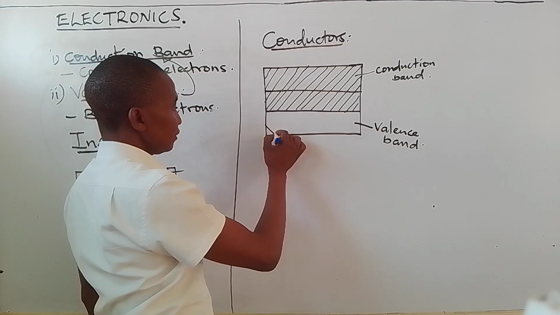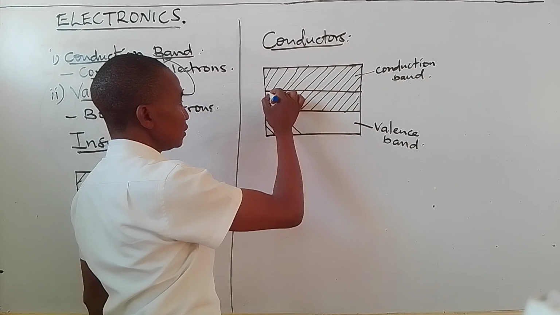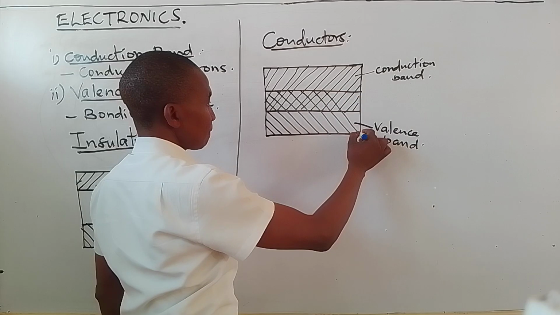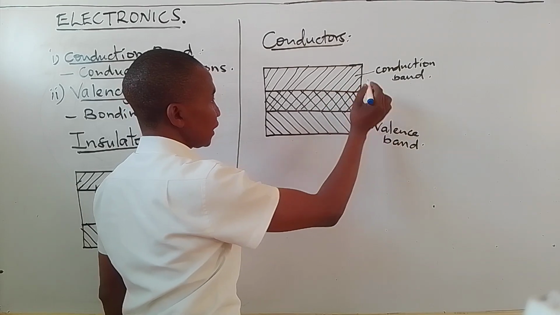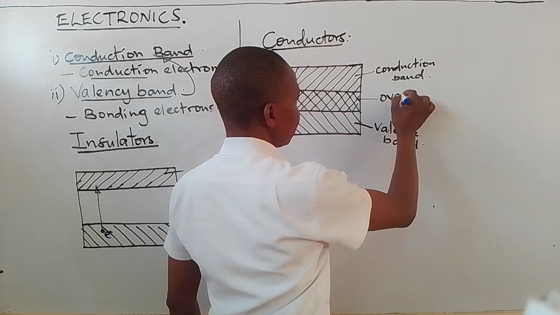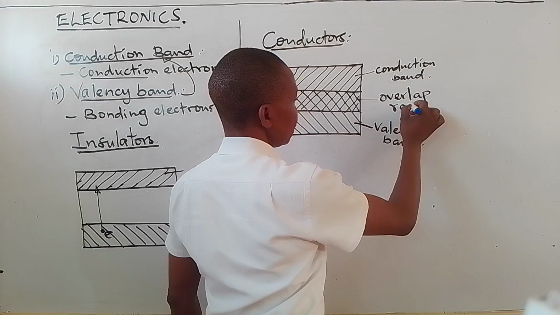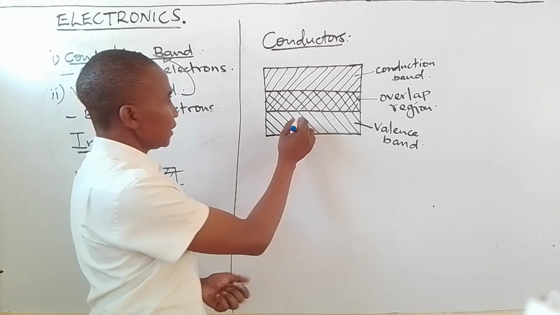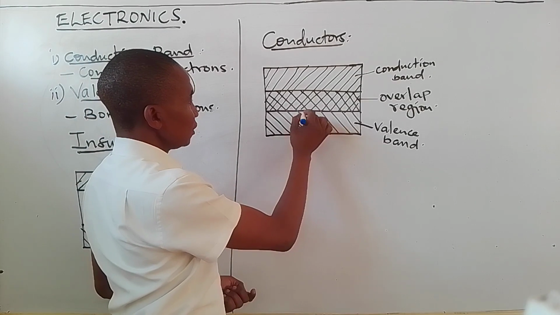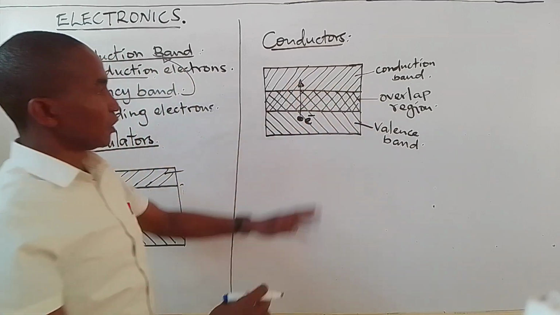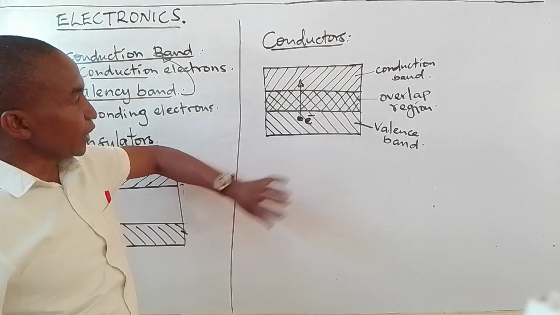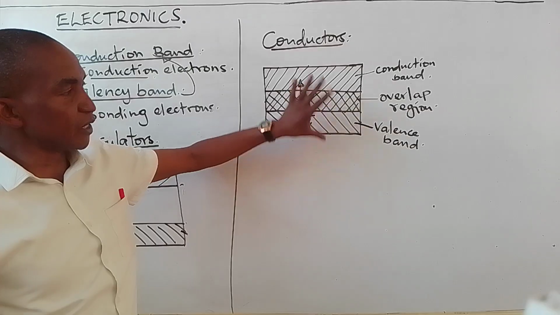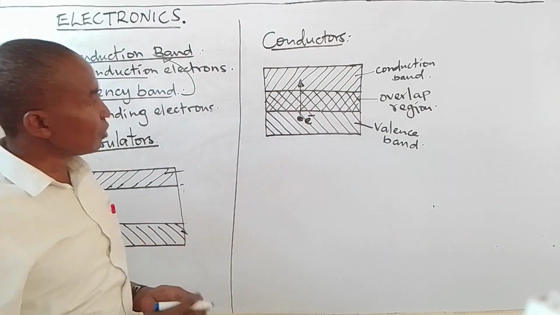The valence band will also cross over to where we were supposed to be having an energy gap. So instead of having an energy gap, we shall have an overlap region. In this overlap region, the electron from the valence band will not require any energy for it to cross over to the conduction band. So electrons are able to freely cross over from the valence to the conduction band, and that makes this material a very good conductor of electricity.